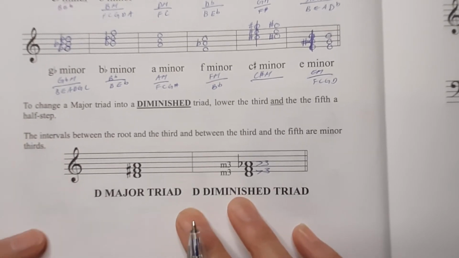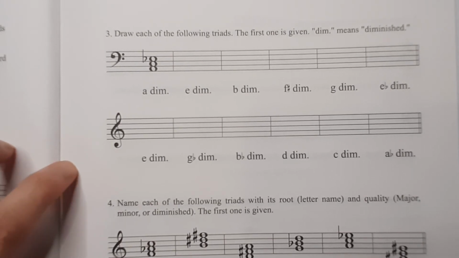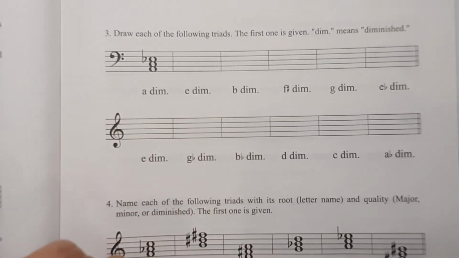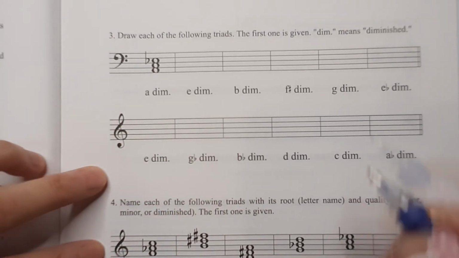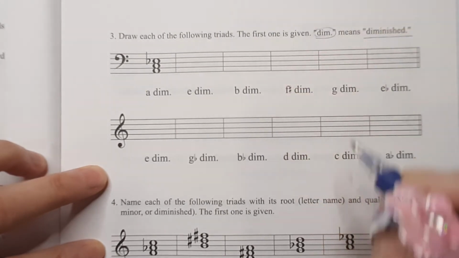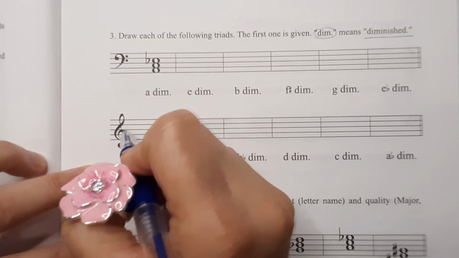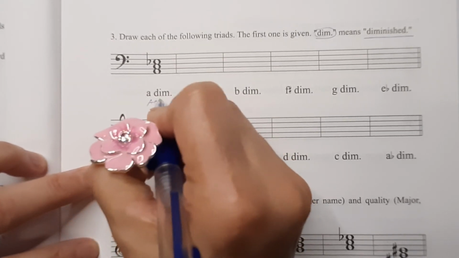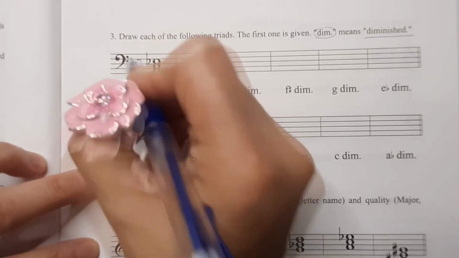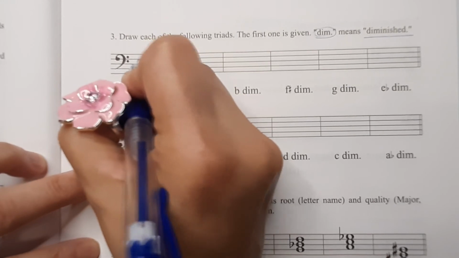Okay, let's do number 3. This is page 25, number 3. Draw each of the following triads. Diminished triad. Okay, DIM. We're gonna shorten it to DIM. Now we have A, C, and E flat. If it's A major, you have F sharp, C sharp, G sharp. So when you draw that in major mode, there's A, C sharp, and E.